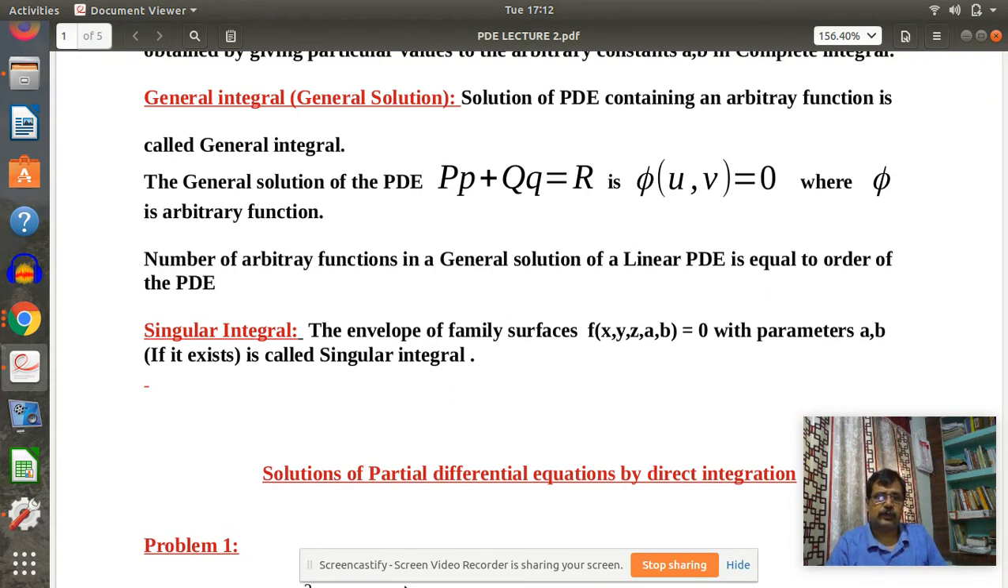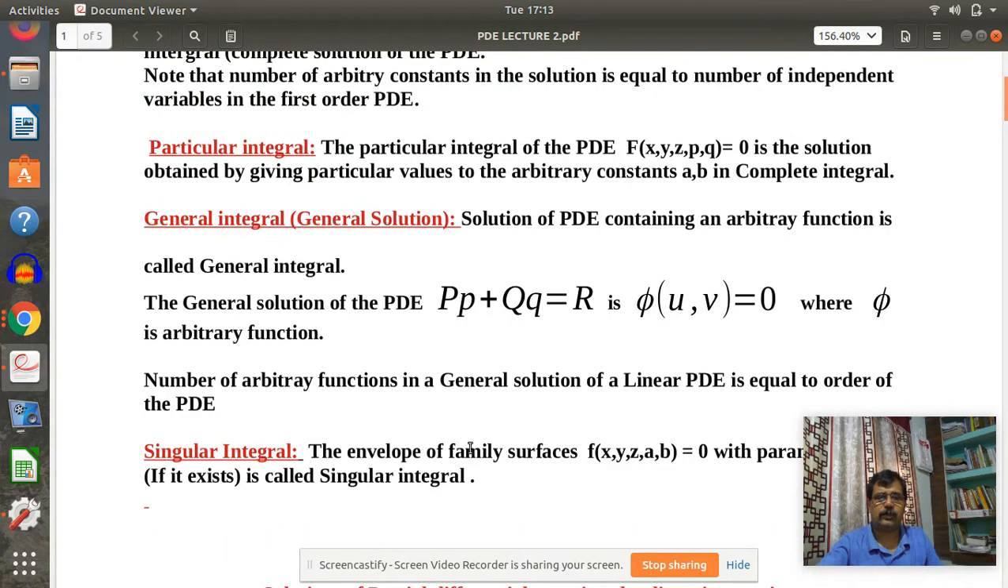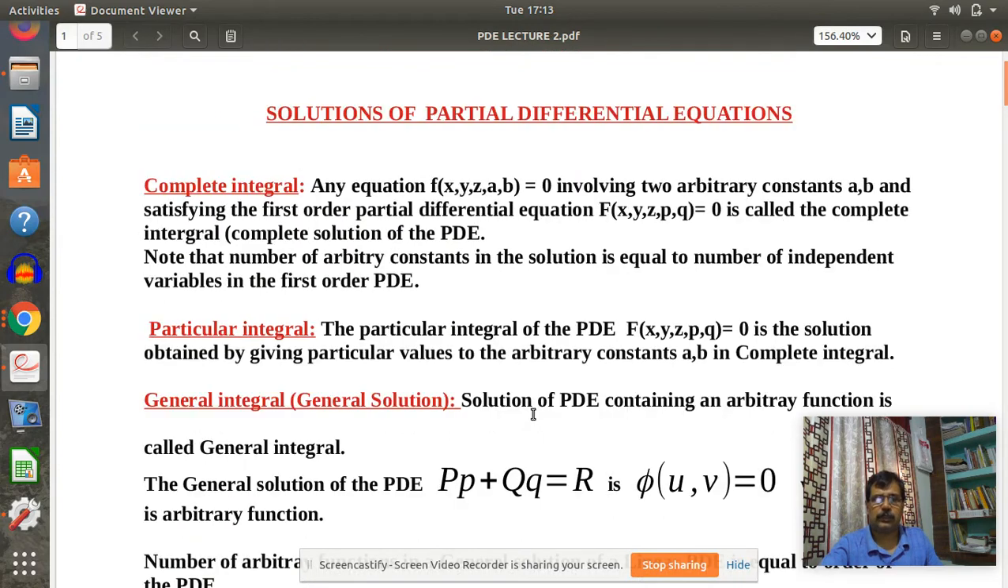Now another term is singular integral. Singular integral is the envelope of the family of surfaces f of x, y, z, a, b equal to 0, with parameters a and b, if it exists. Envelope means a surface tangential to all the surfaces of the family. So that is referred to as a singular integral. These are the four terms relating to the solution of partial differential equation.